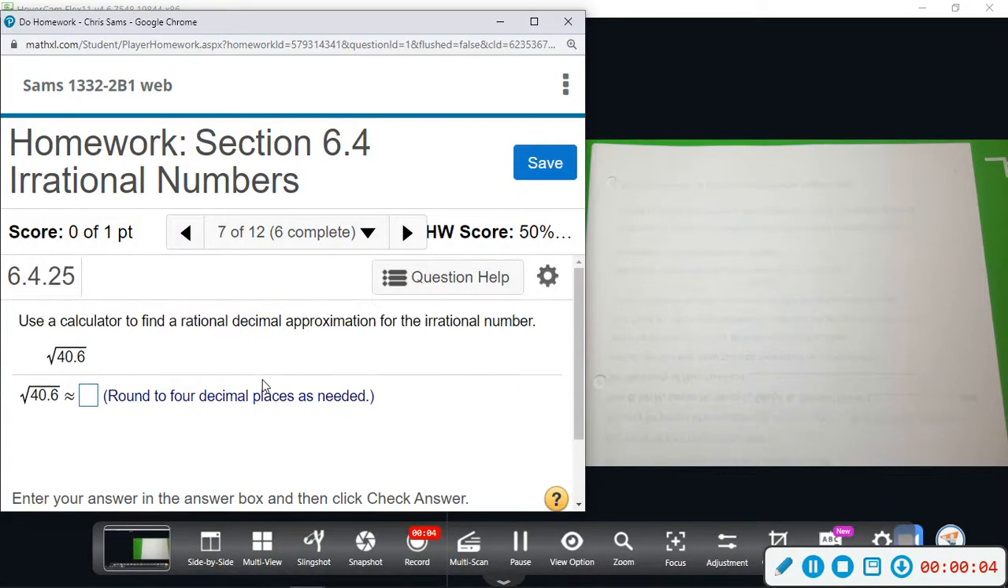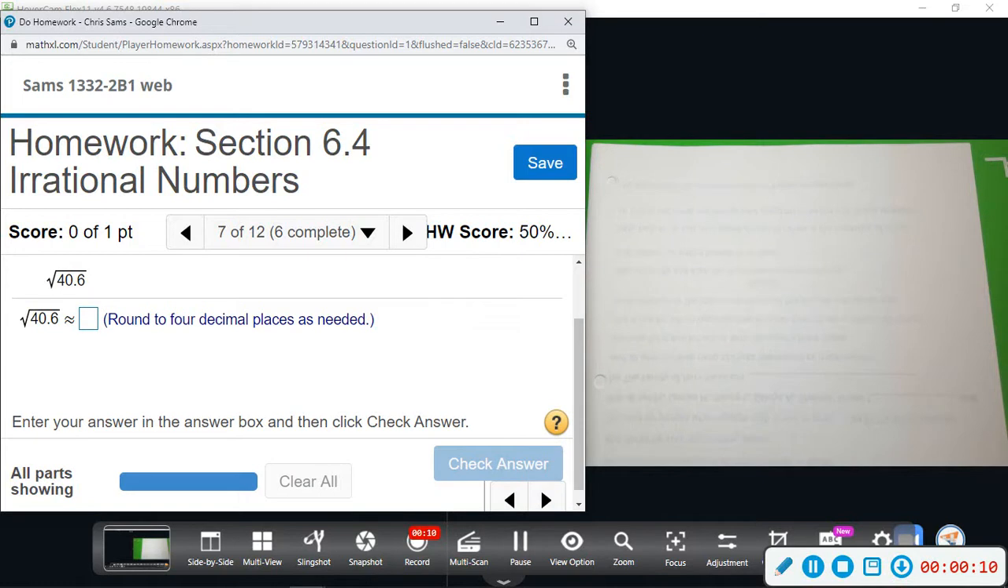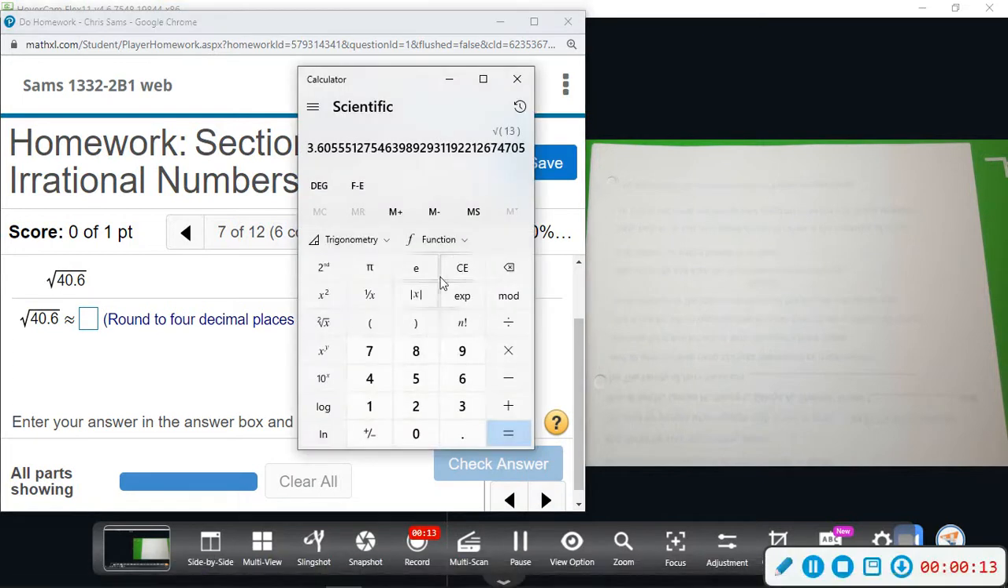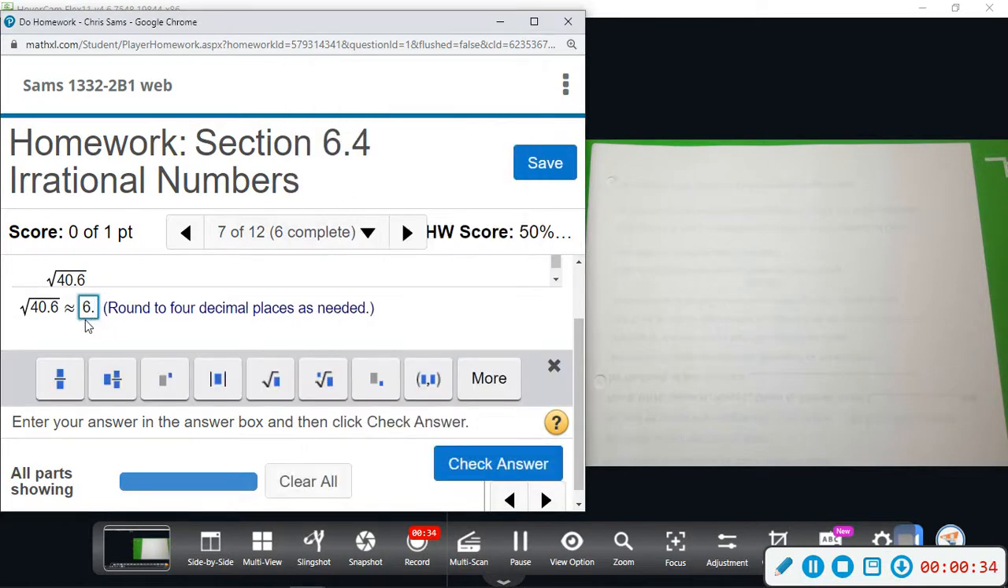Alright, number 7, we also want to use a calculator to approximate the square root of 40.6. So we do 40.6 square root, to 4 decimal places. That is going to be 6.3718. The fifth decimal digit is a 1, so it will not round up. So 6.3718.